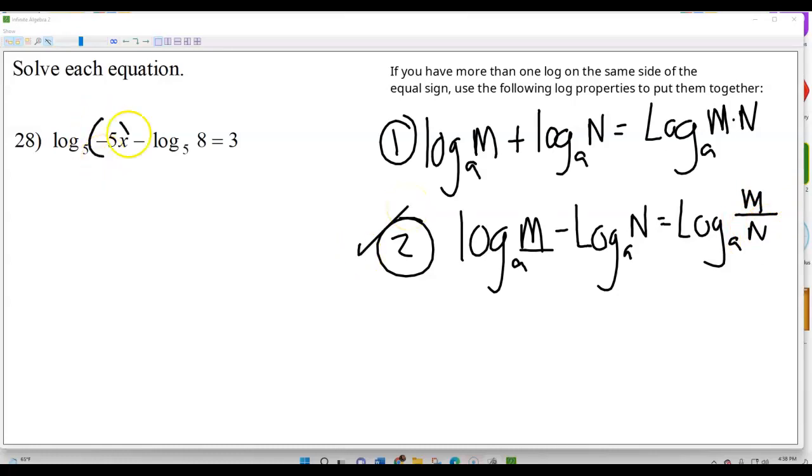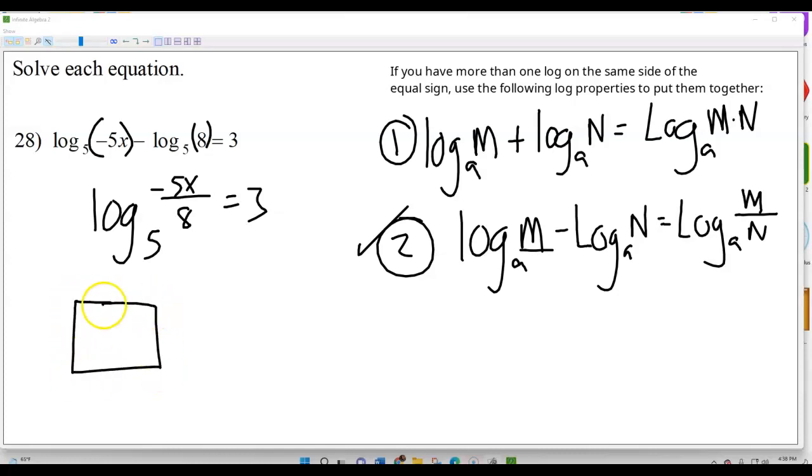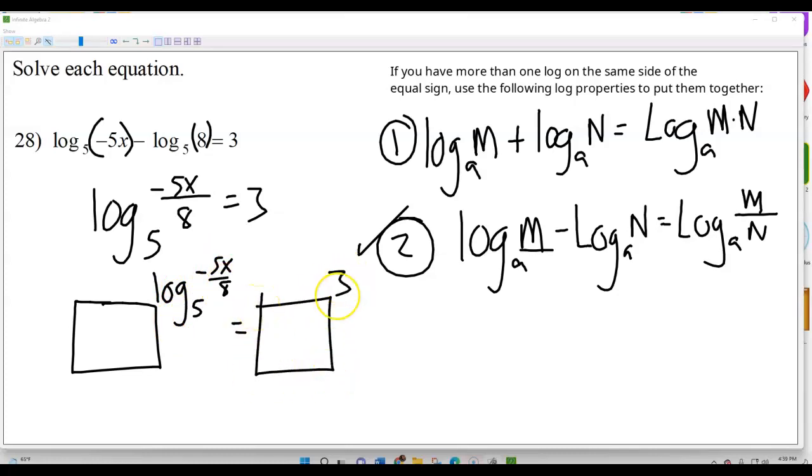So here's my first one, here's my second one. So I could put those together as one log by putting the negative 5x on the top and the 8 on the bottom. Okay. After that, you're just going to follow the steps that we've learned before. Let's go ahead and exponentiate both sides. So we're going to have what number to the power of log base 5 of negative 5x over 8 equals what number to the power of 3?